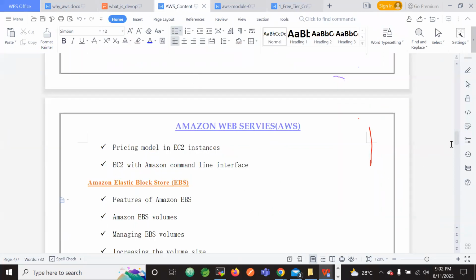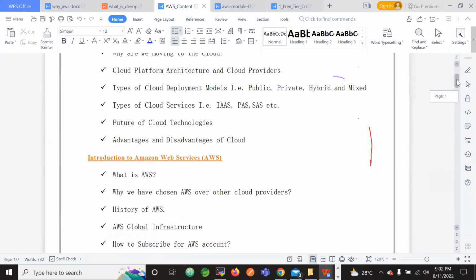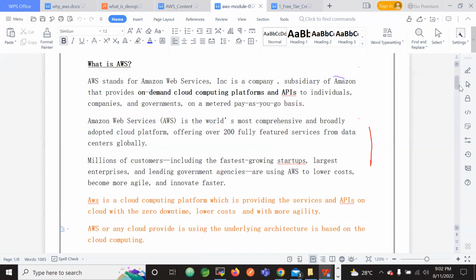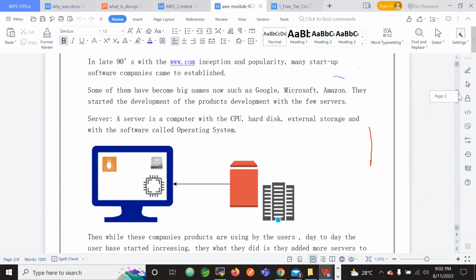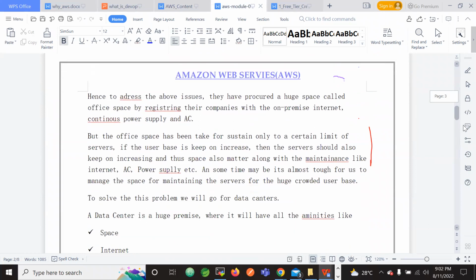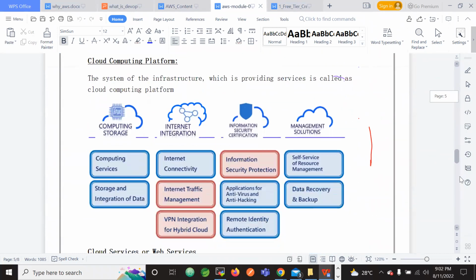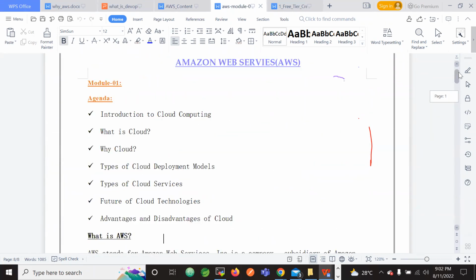Once we complete tomorrow's session, we can start our Module 1. For everything I will give notes like this. Module 1 notes we will write like this: What is AWS? What is traditional infrastructure, and the problems with it, and then the data center, cloud computing, and why we moved. Everything we will discuss, and then I will give the handouts, step-by-step notes.